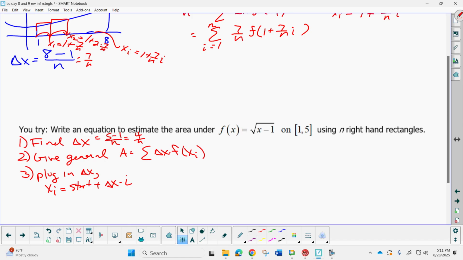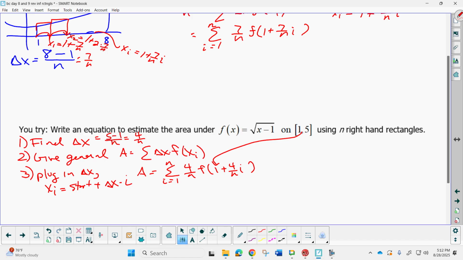If I plug in delta x, in this case, it is 4 over n. X sub i is where it starts, which is 1, plus 4 over n, i times, starting at 1 and going to n. And if I wanted to, I could use my calculator to get any number of rectangles and get a better and better and better estimate. You can do 1,000,000 rectangles.